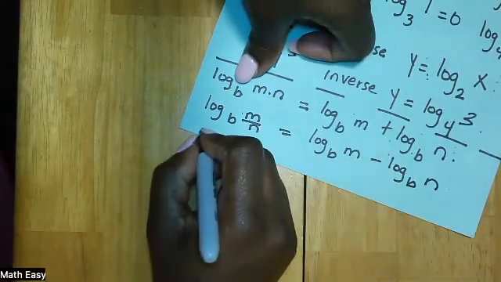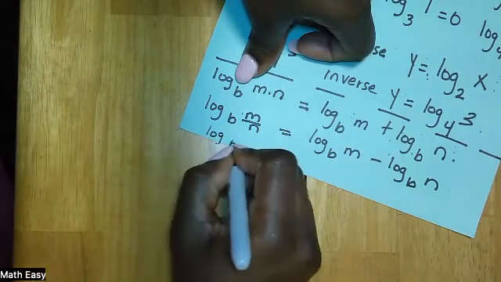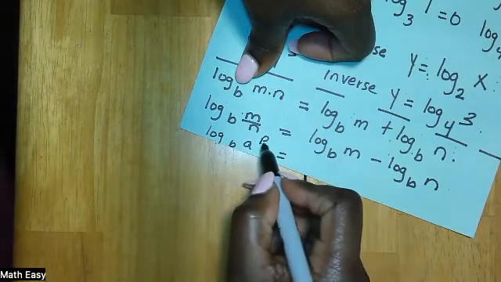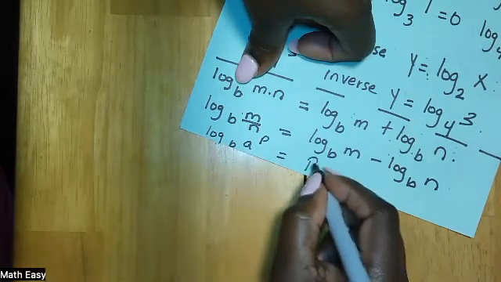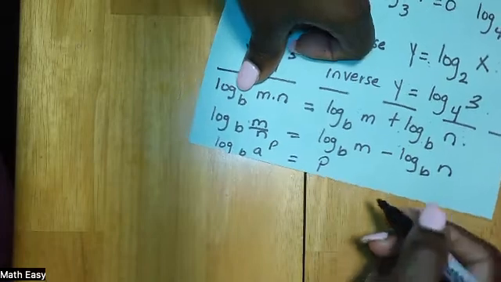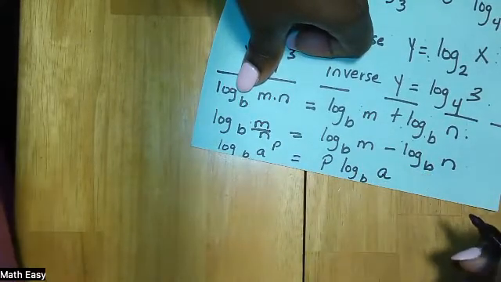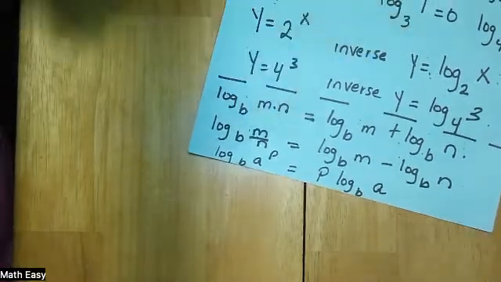And finally, if we have log base b of a raised to the power of p, then we take that power and place it in front of log. So we have p times log base b of a. All right. What else do you need to know about log?